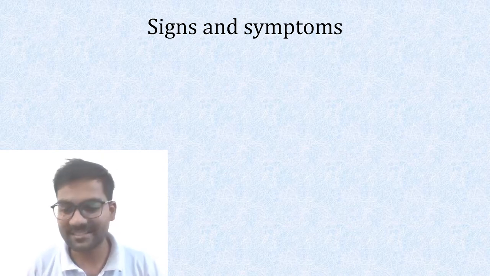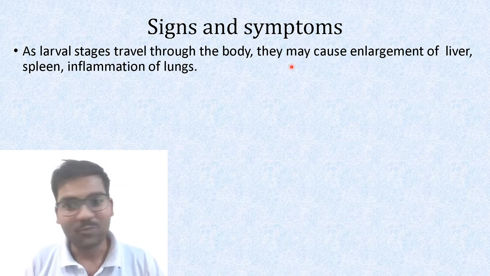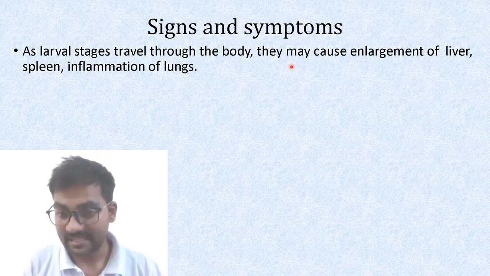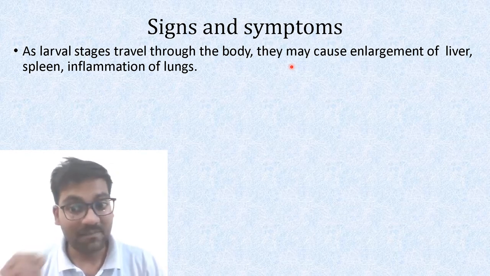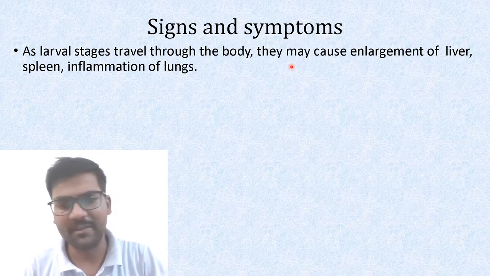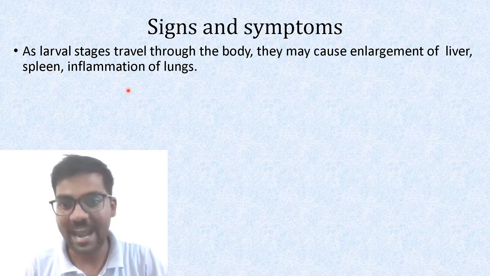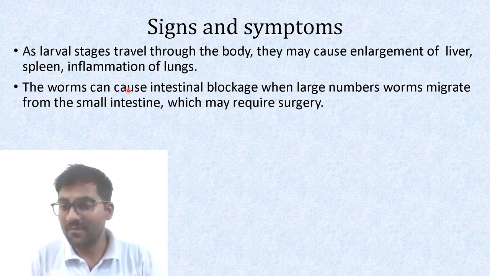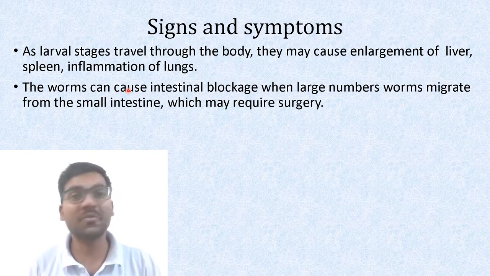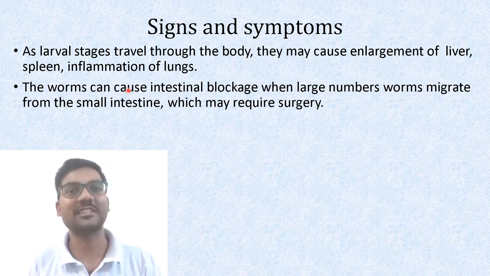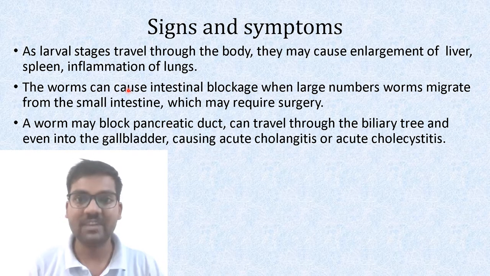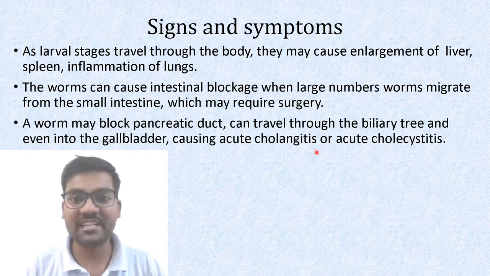What are the signs and symptoms of ascariasis? Ascaris can move to different body parts by bloodstream in the form of larva. When Ascaris is in larval form, it can pass into the bloodstream because of its small size, and can reach many organs of the body. They can cause enlargement of the liver and spleen and cause inflammation of the lungs. Mature worms, when they are more in number in the small intestine, can cause small or large intestine obstruction. This can present as an acute abdominal emergency requiring surgery. The mature worm, large in size, can block the pancreatic duct, can cause blockage in the biliary tree, and can cause cholangitis and acute cholecystitis.